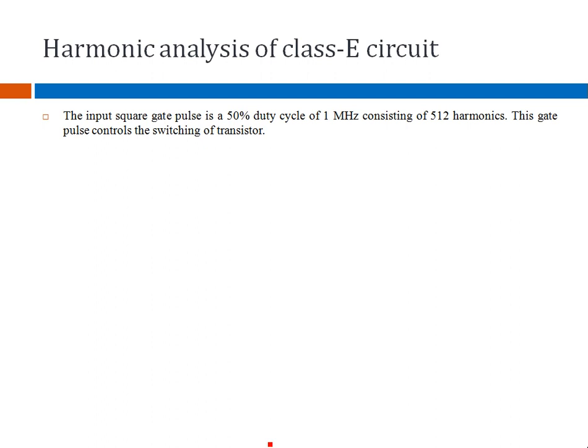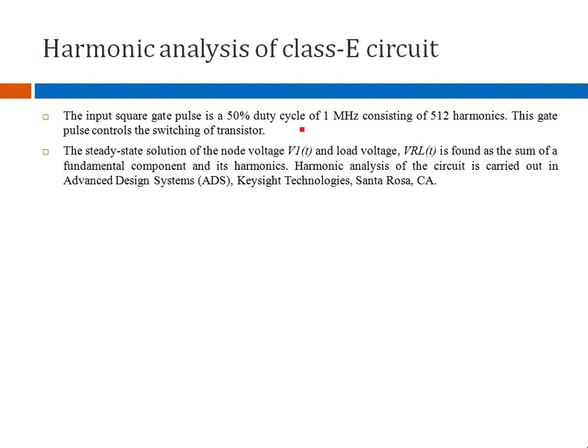Okay, as an example, let's consider the same scenario when the input gate pulse is 50% duty cycle of 1 megahertz, consisting of, let's say, 512 harmonics. The gate pulse is controlling the transistor as a switch. So a steady state solution of the node voltage V1 and the load voltage is found as a sum of the fundamental components and its harmonics. So harmonic analysis of the circuit in this case has been done in Advanced Design System from Keysight Technologies, a commercially available circuit simulation software.